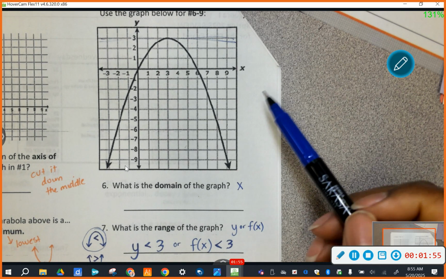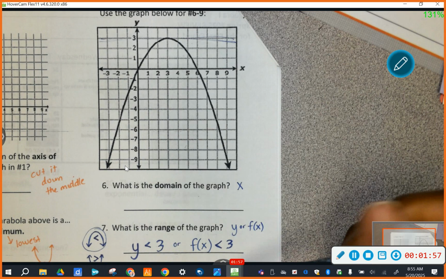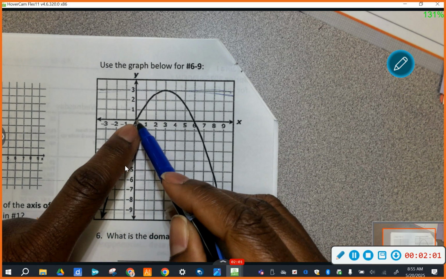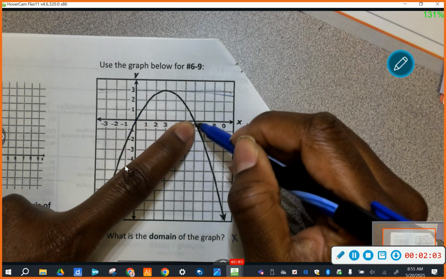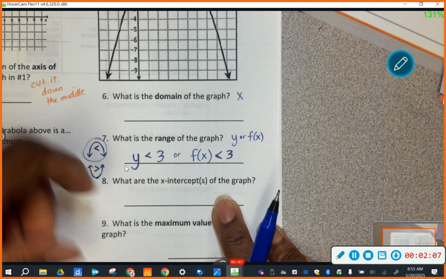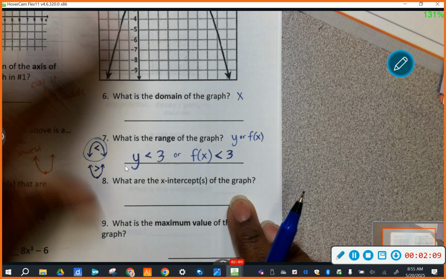The x-intercepts, what are they? Look at where this parabola touches the x-axis. There's a couple different ways you could write it. And I'm not going to put the answer down here.